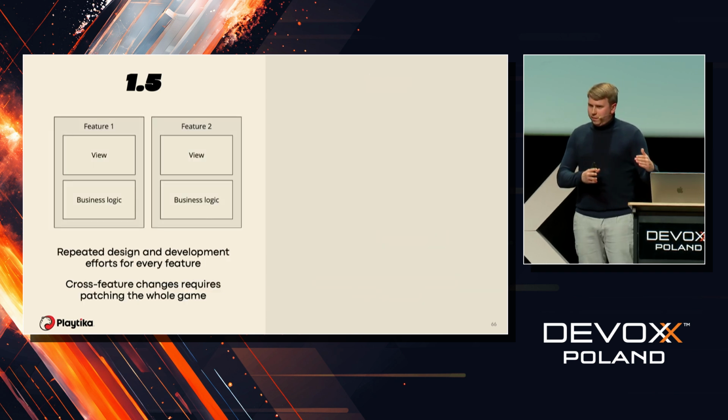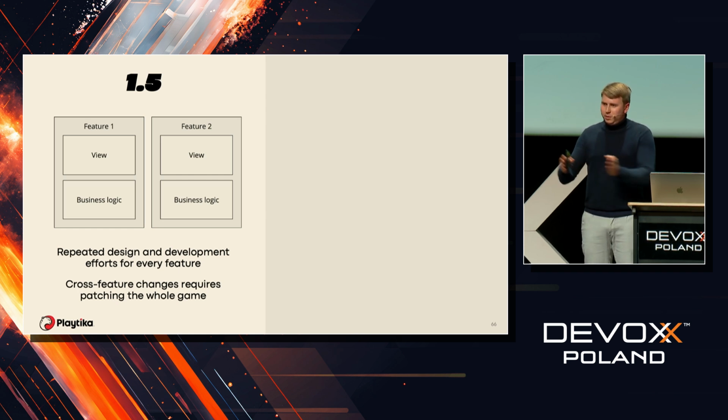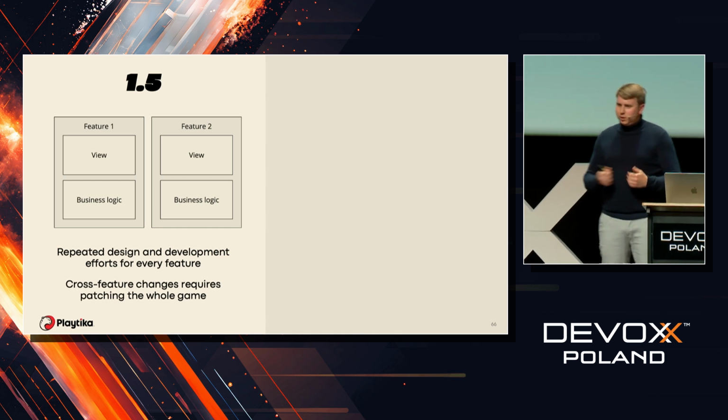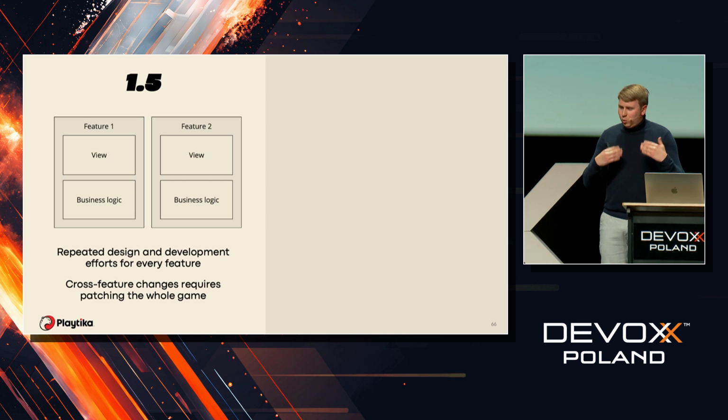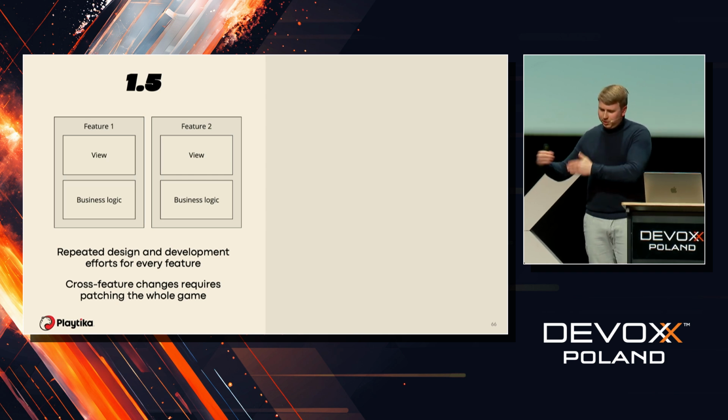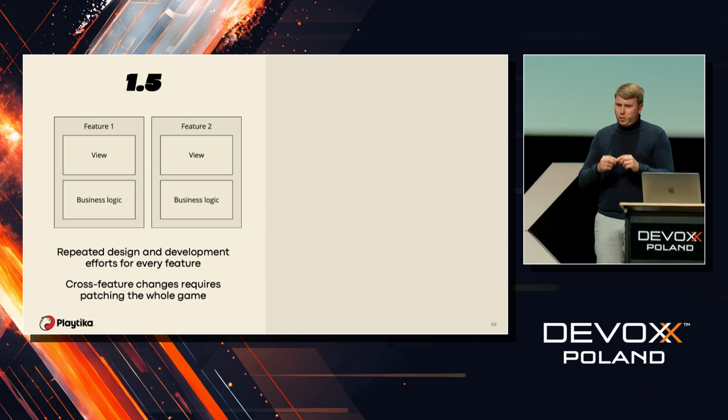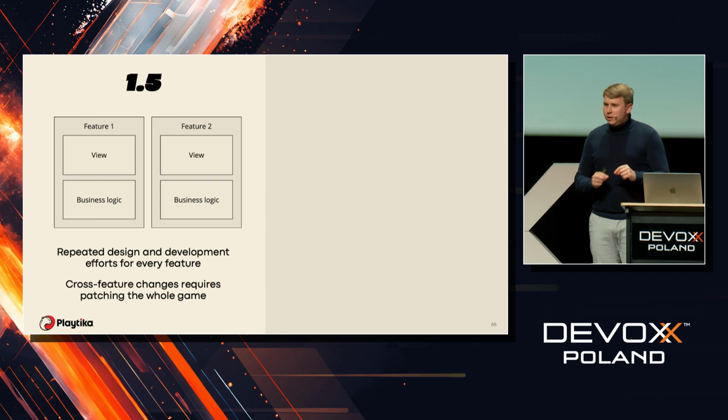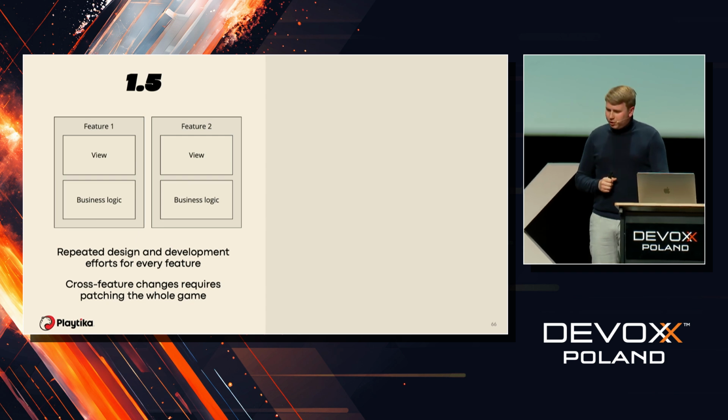In 1.5, we introduced microservices. So microservices solve the problem of independent releases. It's like a physical boundary between code bases. But they're not solving the problem of reusing components, reusing code. It's not their purpose. So in 1.5, we have to repeat. We have to develop every feature from scratch, introducing similar solutions. And in case we want to change some common aspect in the game, we have to go and patch it in every feature. So this is actually called cascading changes.